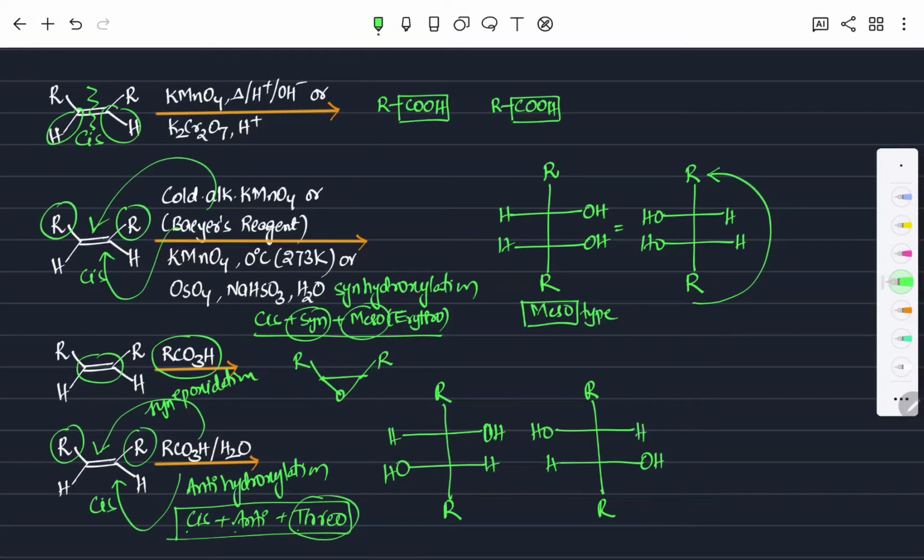So these two compounds are non-superimposable mirror images. It is enantiomer 1, it is enantiomer 2. And because of the reaction mechanism, the two are forming almost equally. 50% enantiomer 1 because of above the plane attack, 50% enantiomer 2 because of below the plane attack. Therefore, overall we are getting a racemic mixture.